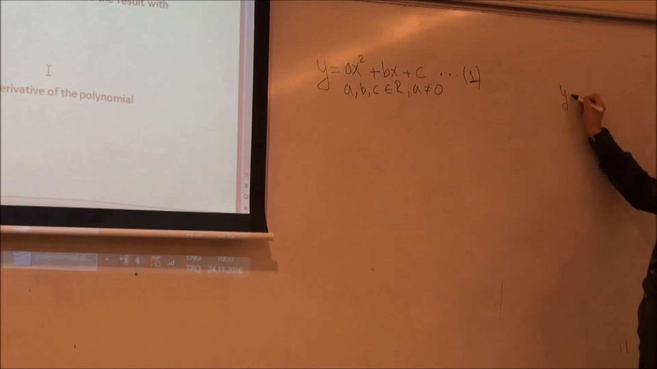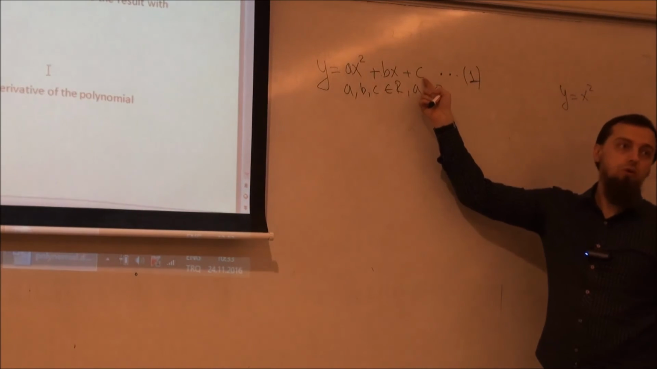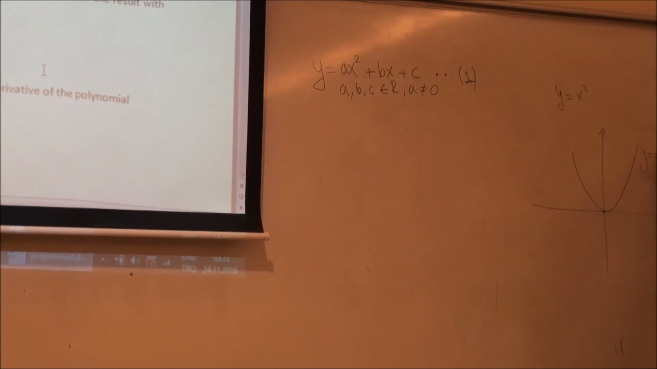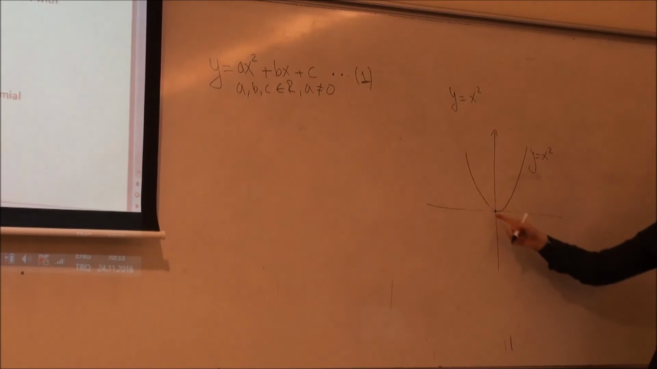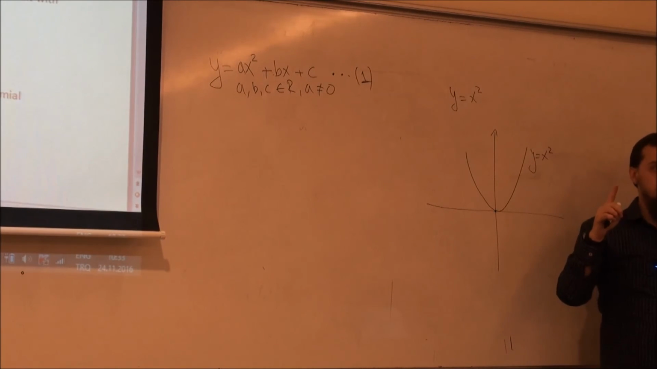Now, what's the simplest quadratic function? It's y equals x squared. If we draw this guy, meaning b and c, the coefficients, are 0, we will have something like this. Okay, so this is y equals x squared. What's the name of this graph? It's parabola, yes.